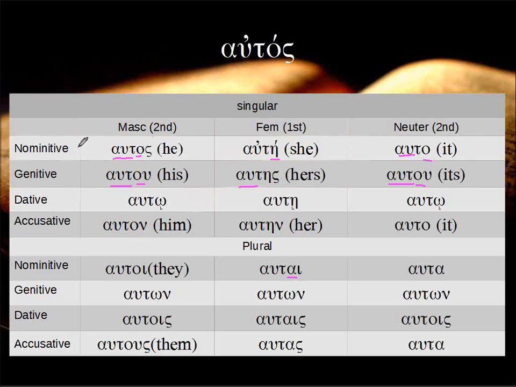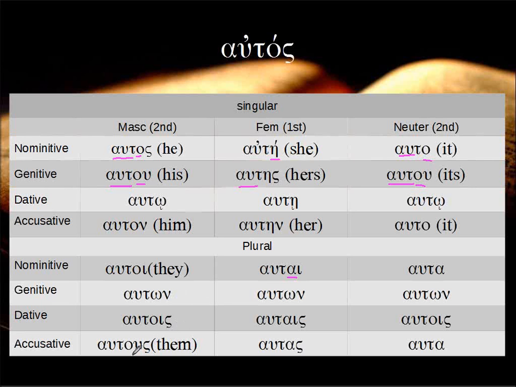So I'll just read them out to you, okay? And if you guys want, you can read them after I do. So I'll do the masculine and then the neuter and then the feminine, okay? So the nominative is autos, autou, auto, auton. Plural: autoi, auton, autois, autous.